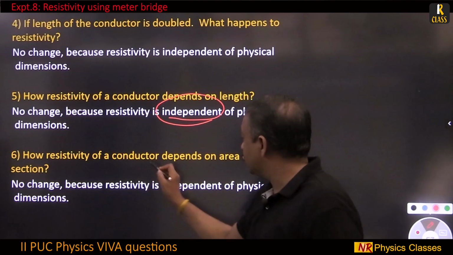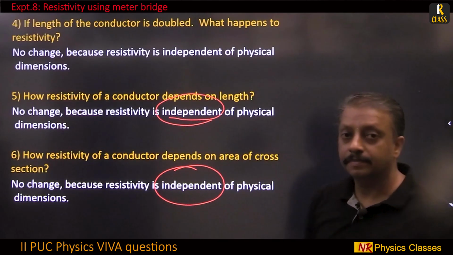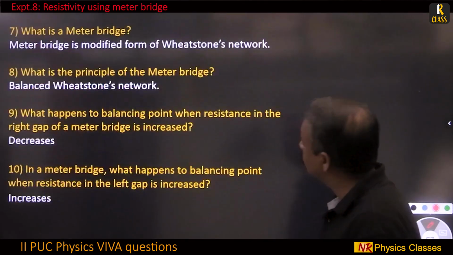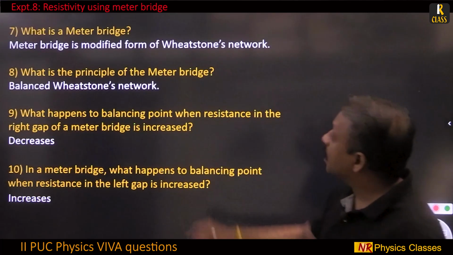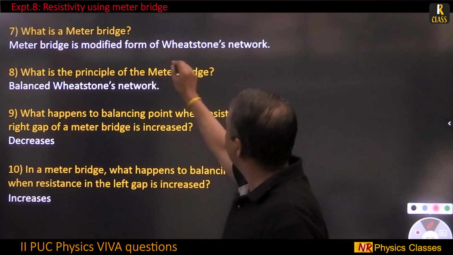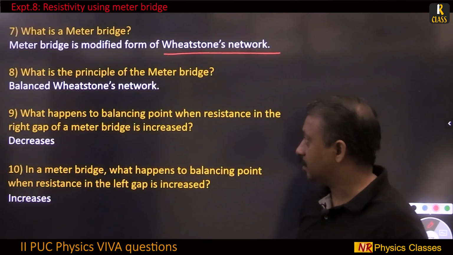How does resistivity of a conductor depend on area of cross section? Independent. What is a meter bridge? Meter bridge is a modified form of Wheatstone's network.